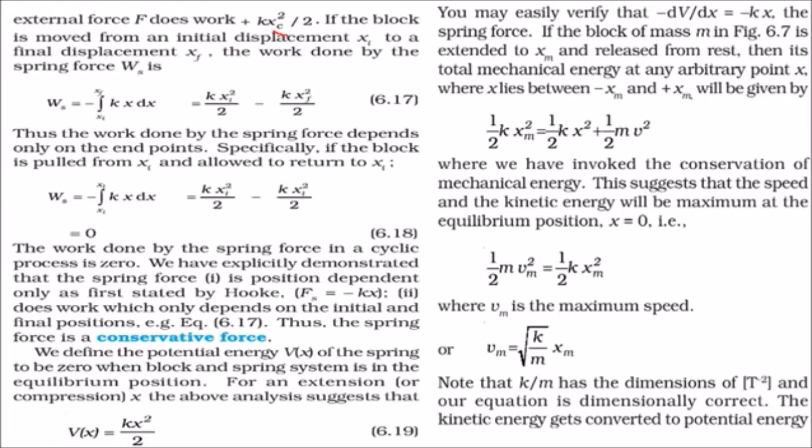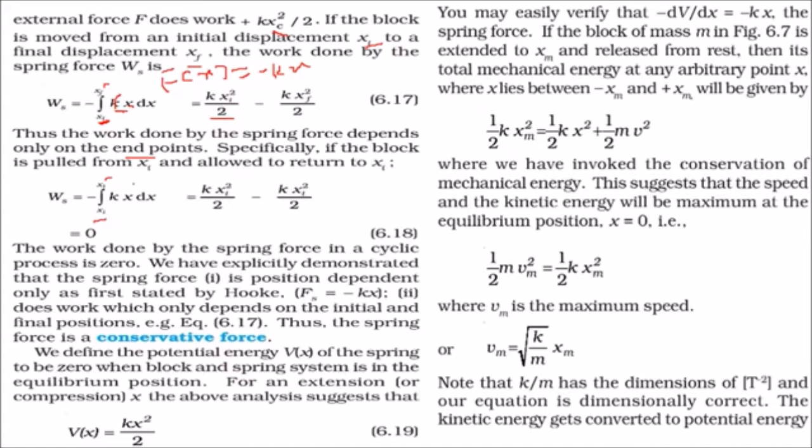If the block is moved from an initial position i to a final position f, the work done by the spring force from i to f will be the integral of Fx dx, and Fx by Hooke's law, as we have just seen, is minus kx. We take k constant outside, and the integral of x is x square by 2. These are definite integrals, so k by 2 is common: xi square minus xf square. So the work done by the spring force depends only on the endpoints, the initial point and the final point.